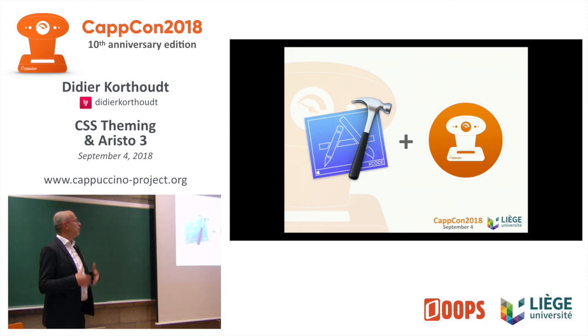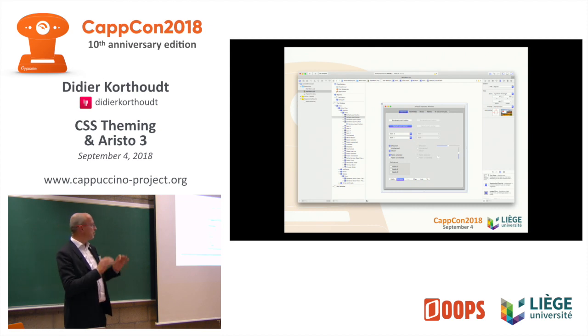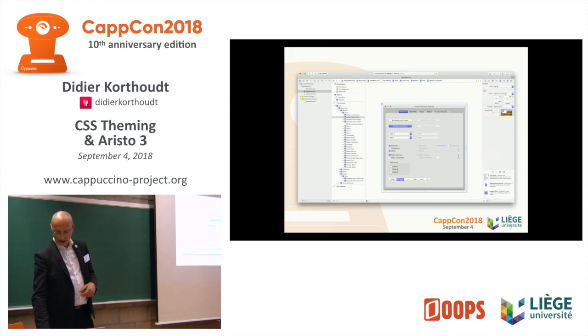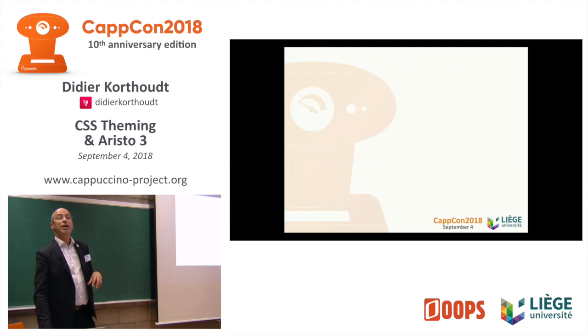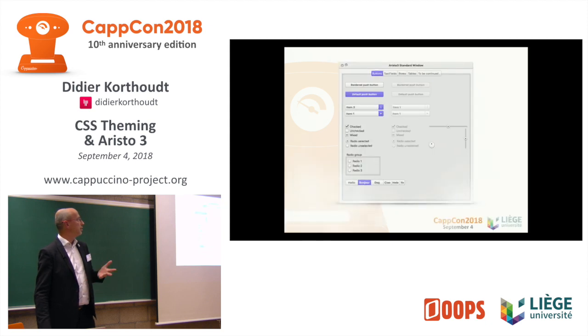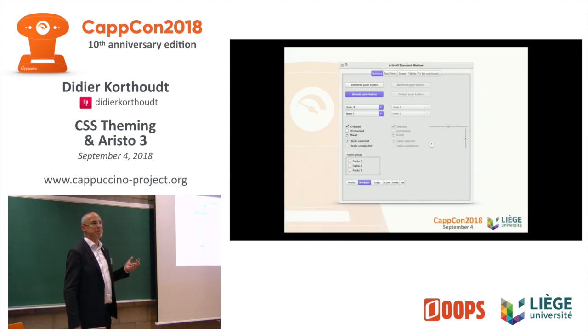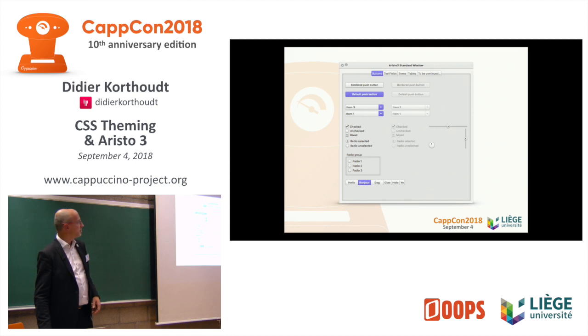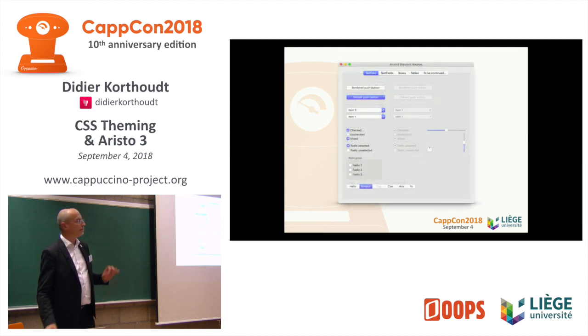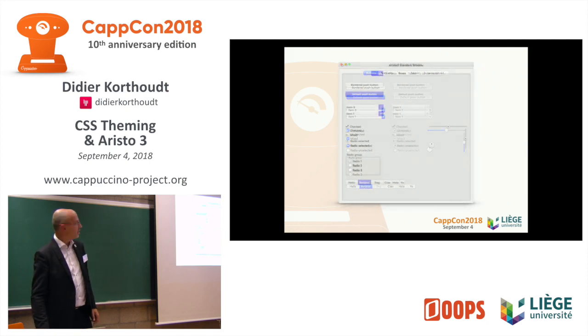Indeed, Cappuccino is a very powerful and wonderful tool. Also, you can use Xcode plus Xcode Cap to design and precisely polish your fine-tuned user interface. But when you run it in the browser, you get nowadays something like this. So this is Aristo 2, and of course it's less sexy than what you designed in Xcode, Interface Builder, in fact. So we have something to do there.